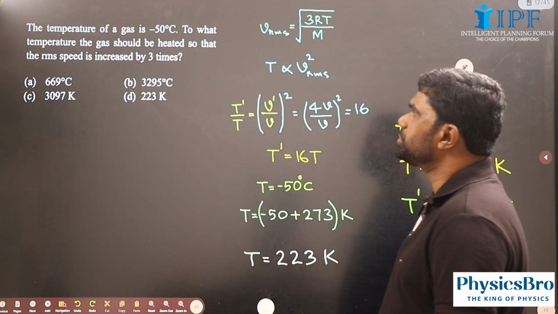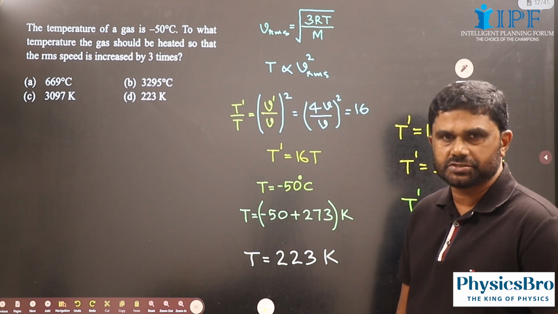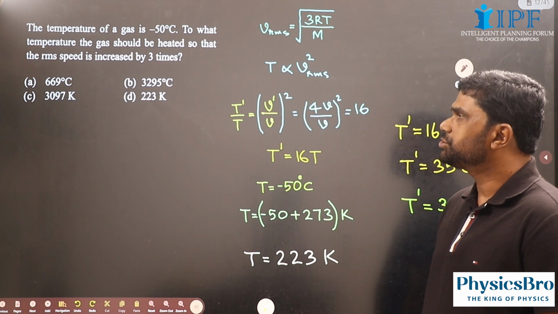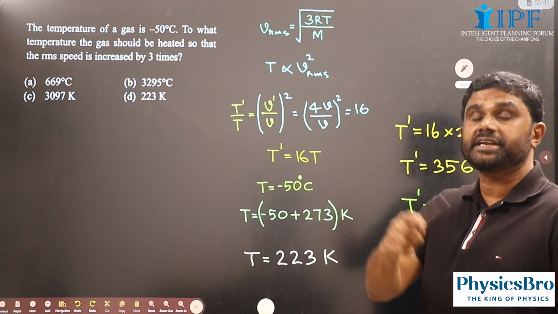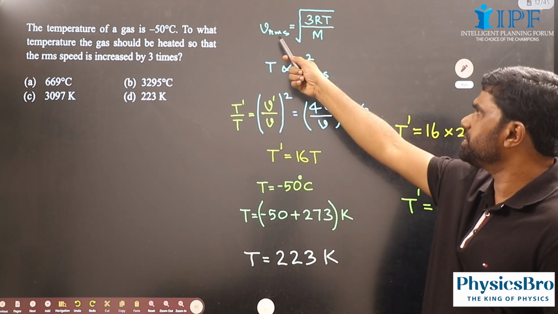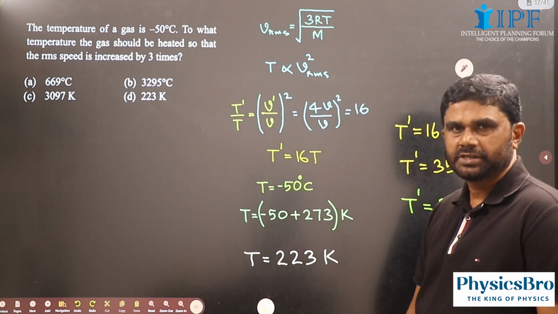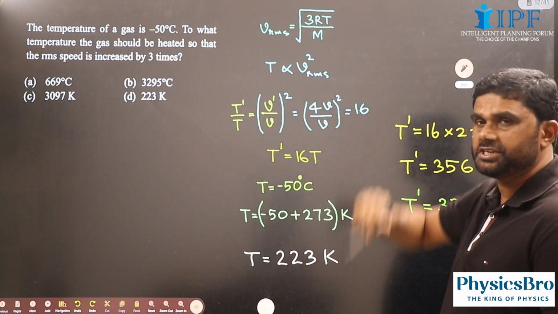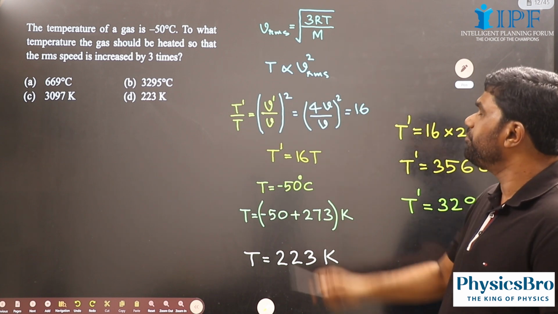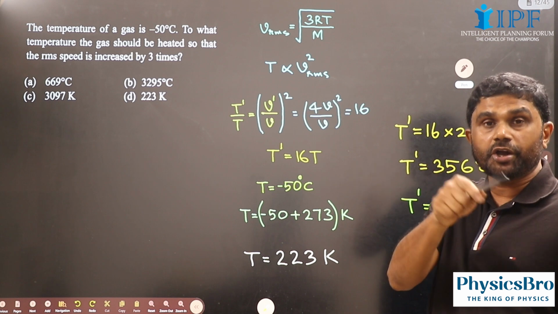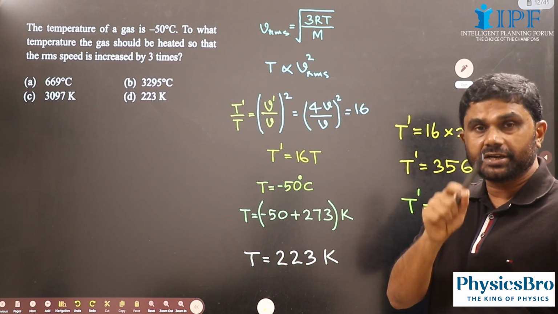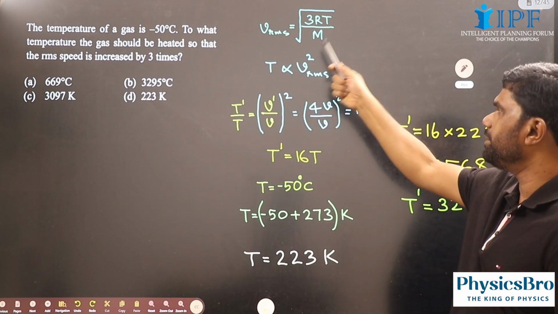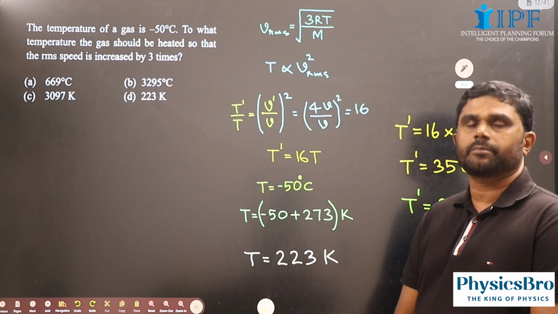Okay, the temperature of a gas is minus 50 degrees Celsius initially. To what temperature should the gas be heated so that the RMS speed is increased by 3 times? Okay, see, we have the expression for the RMS speed of gas molecules. It is under root 3 RT over capital M. Capital M is the molar mass and T is the absolute temperature. So V RMS is directly proportional to square root of temperature. So temperature is directly proportional to square of V RMS. See, T directly proportional to square of V RMS.